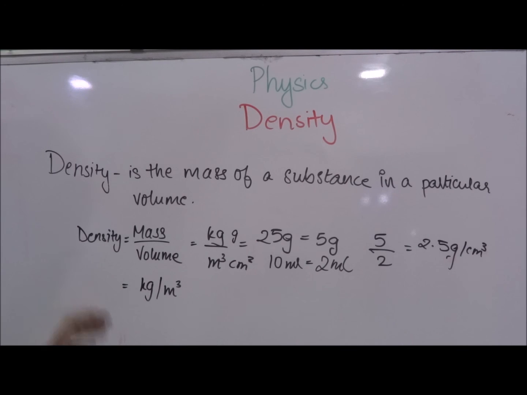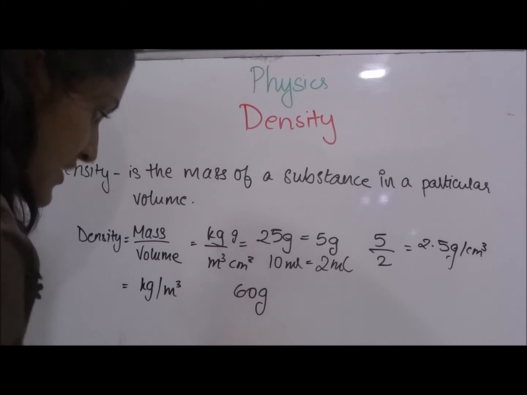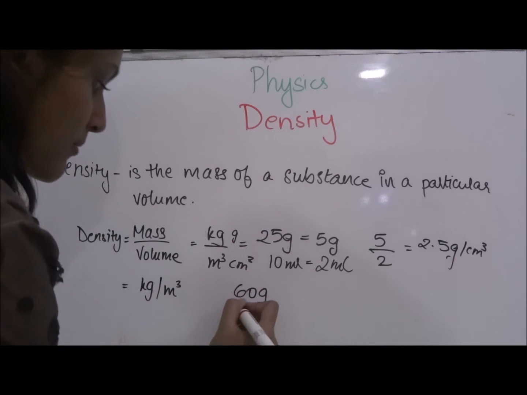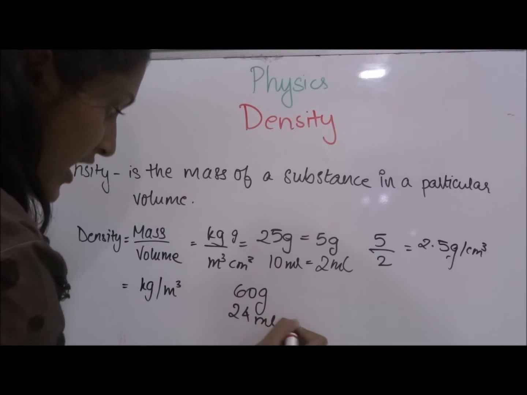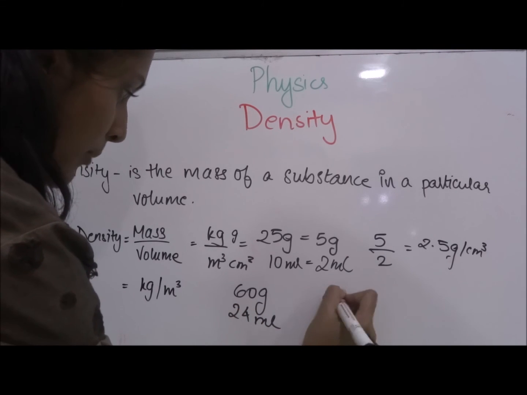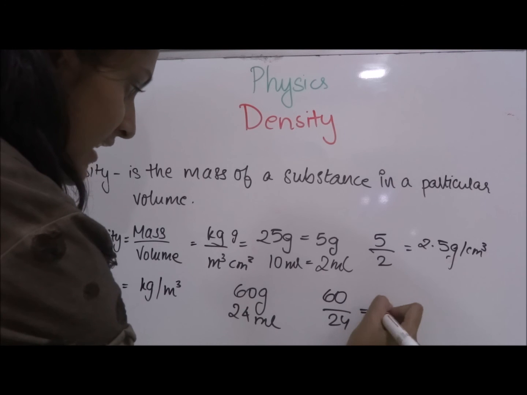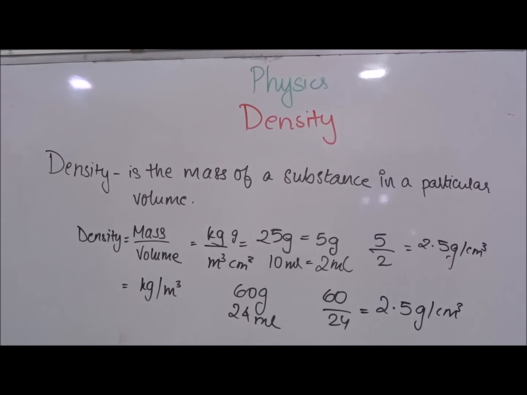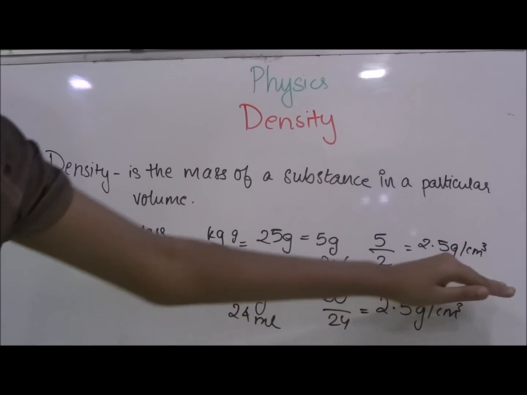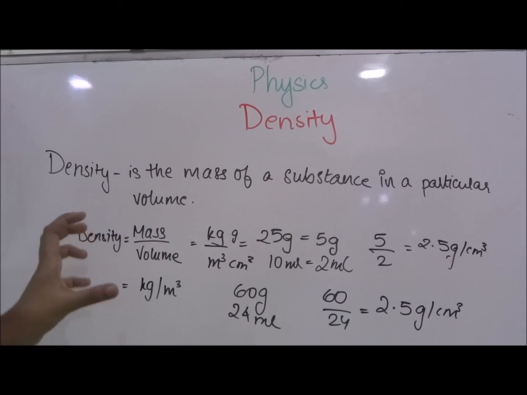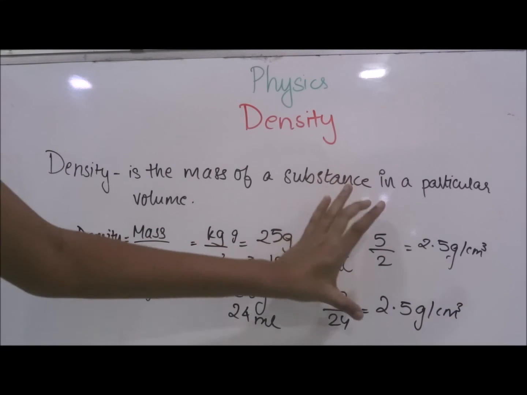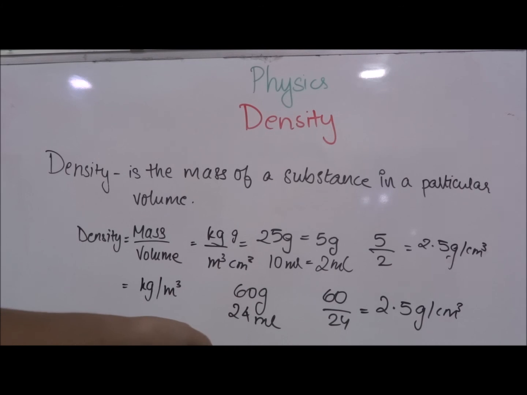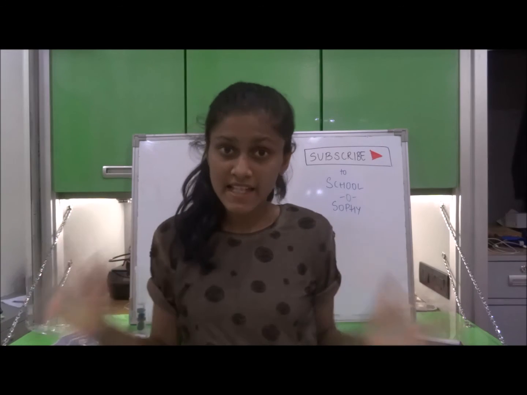So now let's find out the density of the glass prism. The mass of the glass prism was 60 grams and the volume of the glass prism was 24 ml. So the density would be 60 upon 24. That is nothing but 2.5 grams per centimeter cube. So now this proves that even though they were in different shapes, the density of glass remains the same. Both the substances were made out of glass and both have the same density, that is 2.5 grams per centimeter cube. That's it for this video.